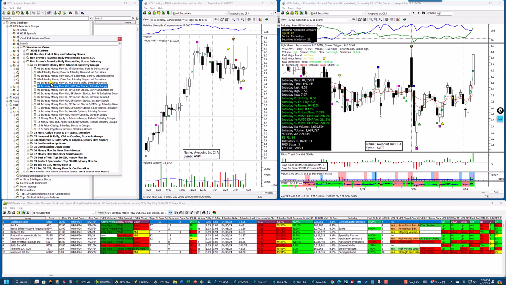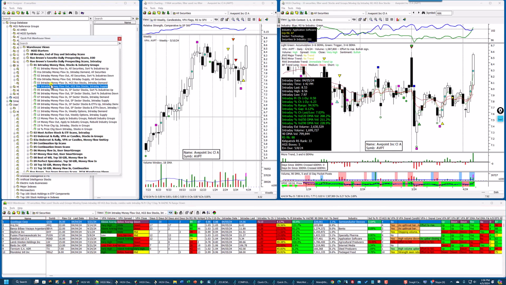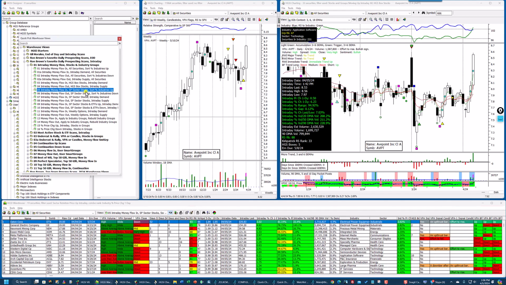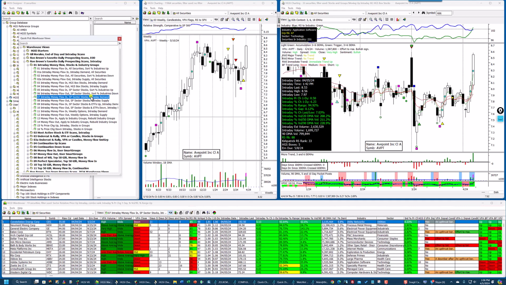This is just the opposite, money flow out. You can see 33 up, only 10 down. Now these are stocks that are in the S&P sectors. This is sorted on the industry up and industry down, and now here these sector stocks are the ones that are showing demand.